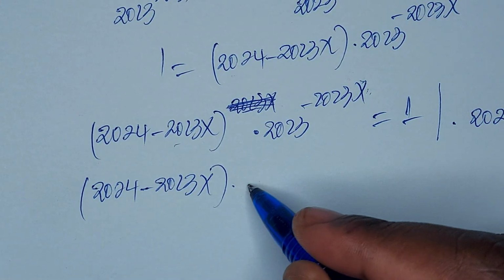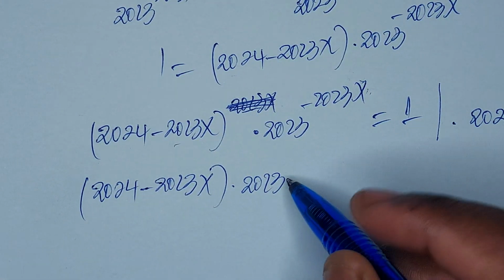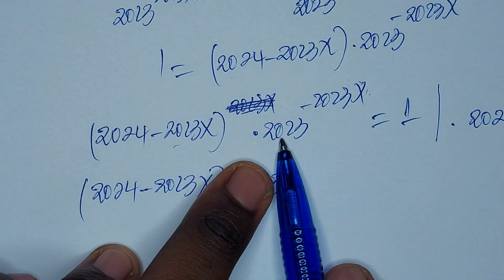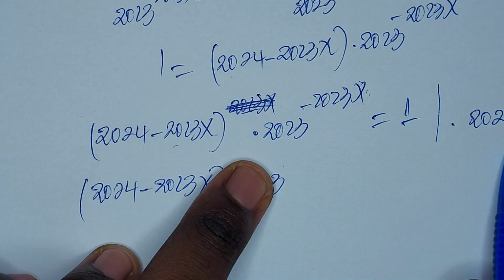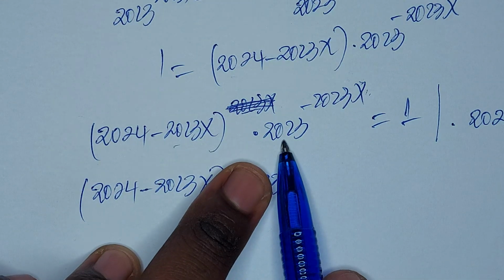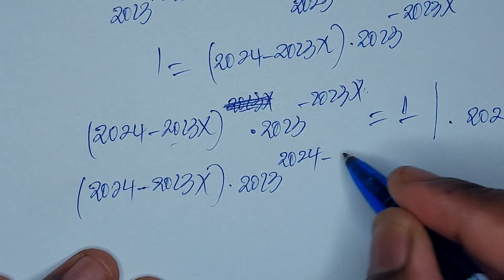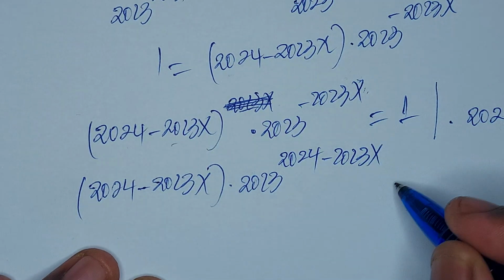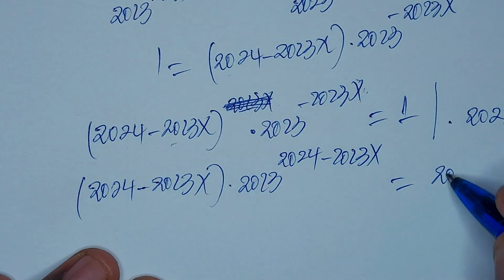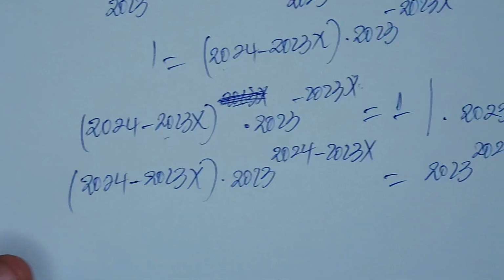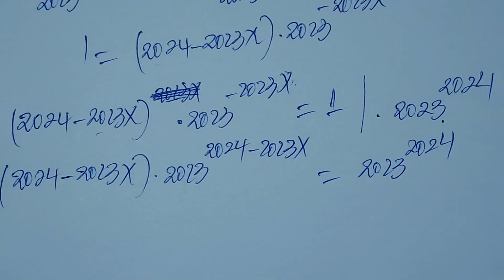Okay, so now I'm going to have here 2024 minus 2023x times 2023. Now look, I'm going to have this one times this one: same base, different powers, so we keep the base and we add the powers. So we're going to have 2024 minus 2023x, and then this is going to be equal to 2023 to the power of 2024. Okay, so this is what we got then.